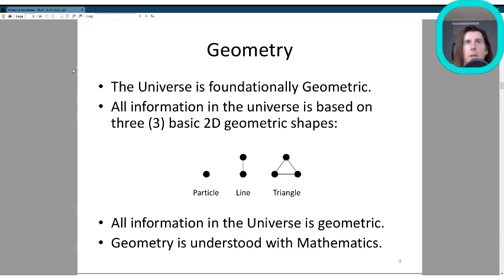Anyway, geometry. The universe is foundationally geometric. All information in the universe is based on three basic 2D geometric shapes: the particle, the line, and the triangle. All information in the universe is geometric, and geometry is understood with mathematics. So all that stuff you learn in grade 9, 10, and 11 on how to do vector analysis and X and Y graphs is all done with a computer now in like 30 minutes. What you learn in school is how to build the programs that you play with at home, and this is sort of what you're doing.